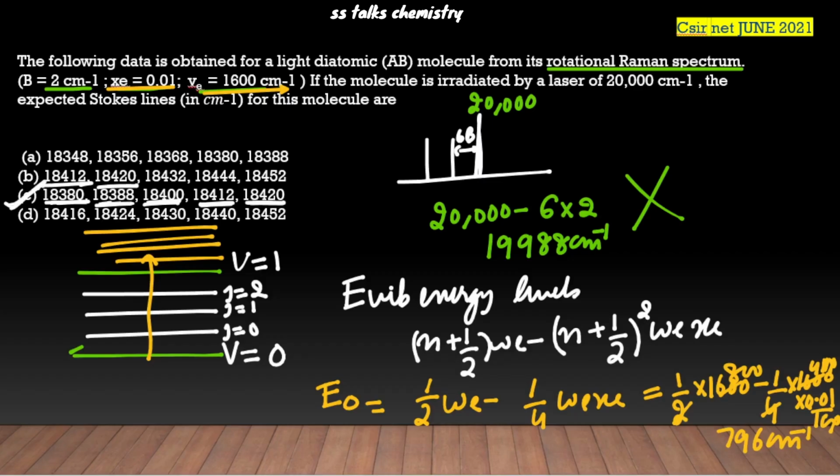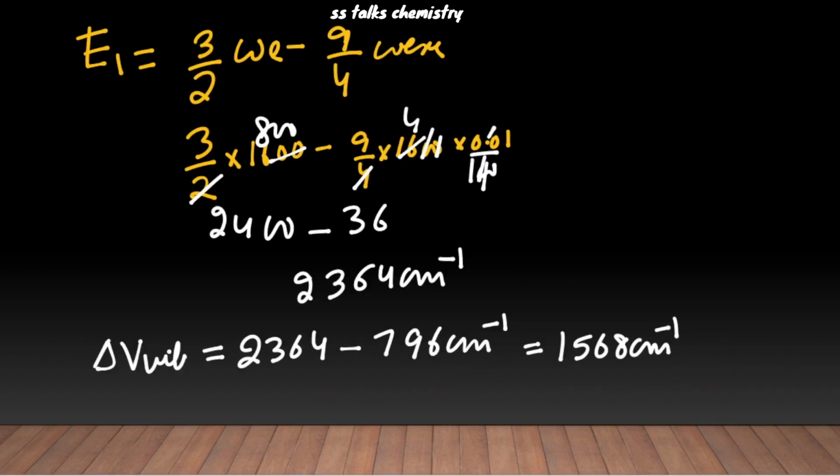That means not only the respective rotational level gaps, firstly the vibrational energy gap was taken, and along with that the rotational gaps were to be taken into consideration to find the overall Stokes shifts. Okay, so this is how this question was to be solved. I hope it's clear.